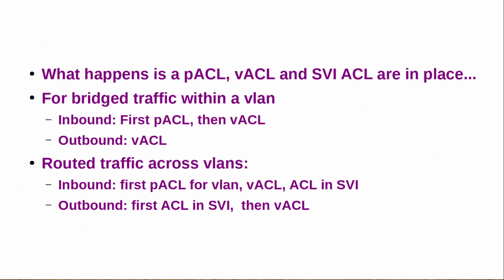So what happens if you have a combination of these for layer 2 traffic? If you are receiving layer 2 traffic, the PACL goes first, then the VACL. For outbound traffic, only the VACL gets evaluated. For layer 3 traffic, if it's coming in, first the PACL, then the VACL, then the ACL in the SVI. And for outgoing traffic, first the ACL in the SVI, then the VACL. Let's check this in the lab.